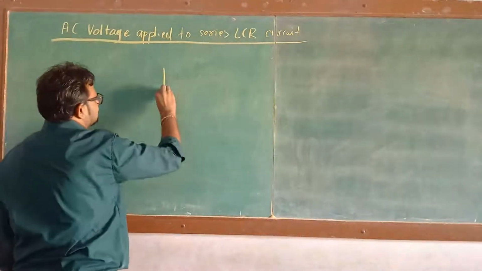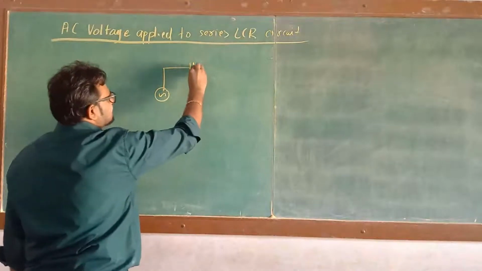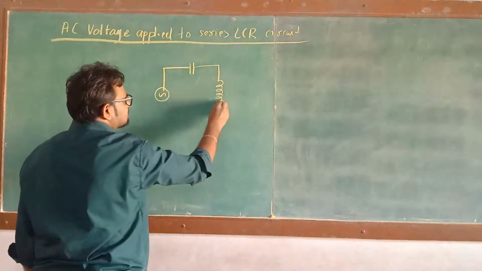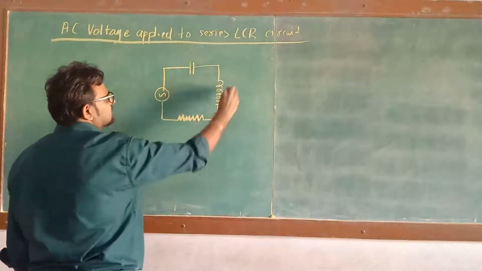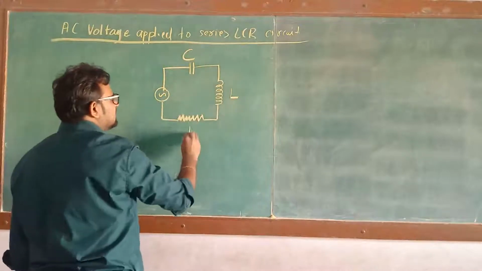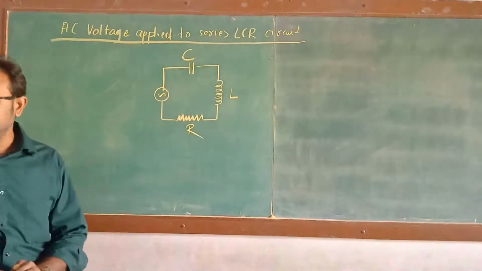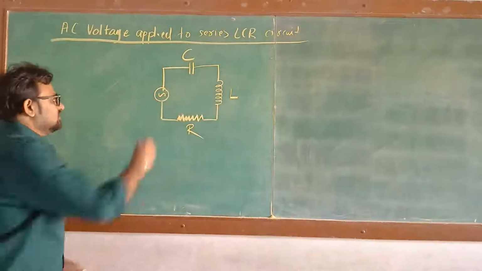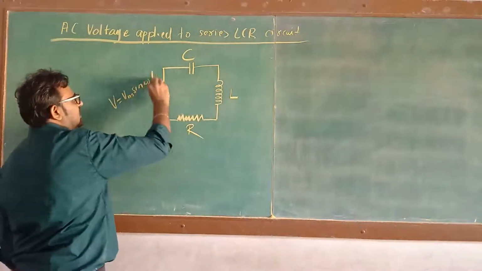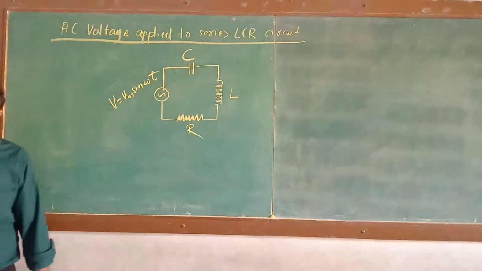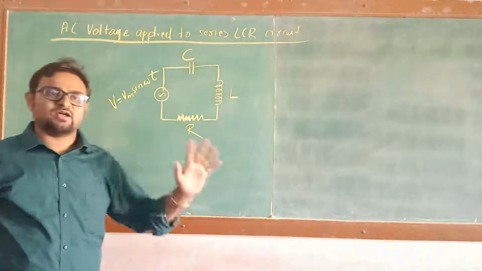So if I draw, let's take this AC voltage, capacitor, inductor and resistor. L, C, R. All three are connected in series. Now see, the AC voltage applied is Vm sin omega t. So now there will be a voltage drop across the capacitor, inductor and resistor.